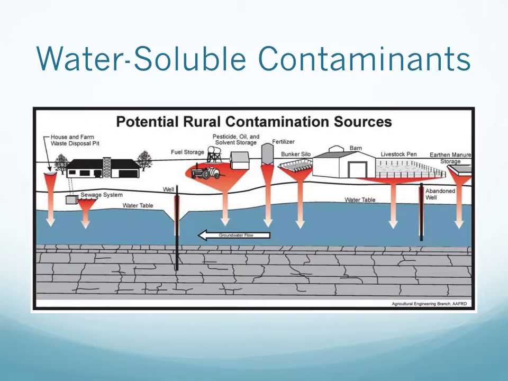So in this photo we see a water table. It's being confined above a very solid layer of rock, but it's below the surface of the ground, and we've got all sorts of possible contamination. You've got fuel storage areas, you've got the sewage system from the house, you've got manure storage from the livestock, you've got fertilizers, and you've got just all sorts of different possible sources of contamination. And this is just in a rural area. This is in a less populated area.